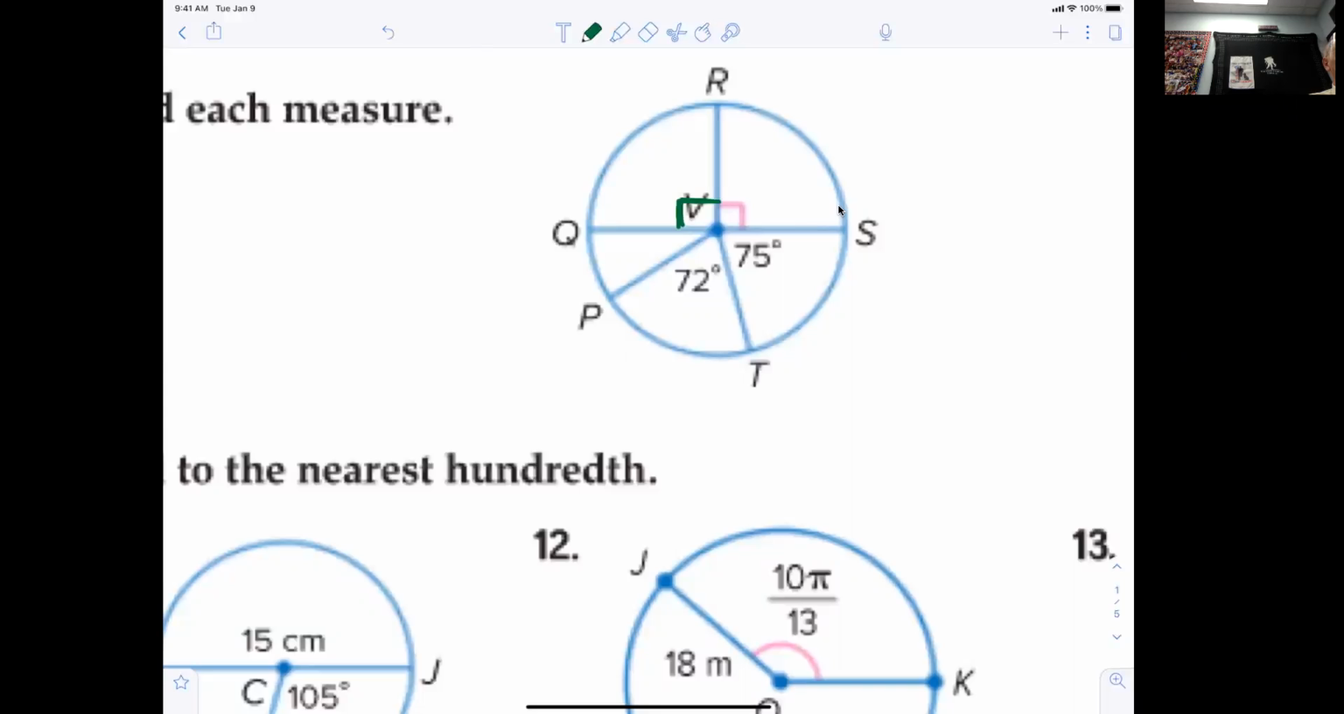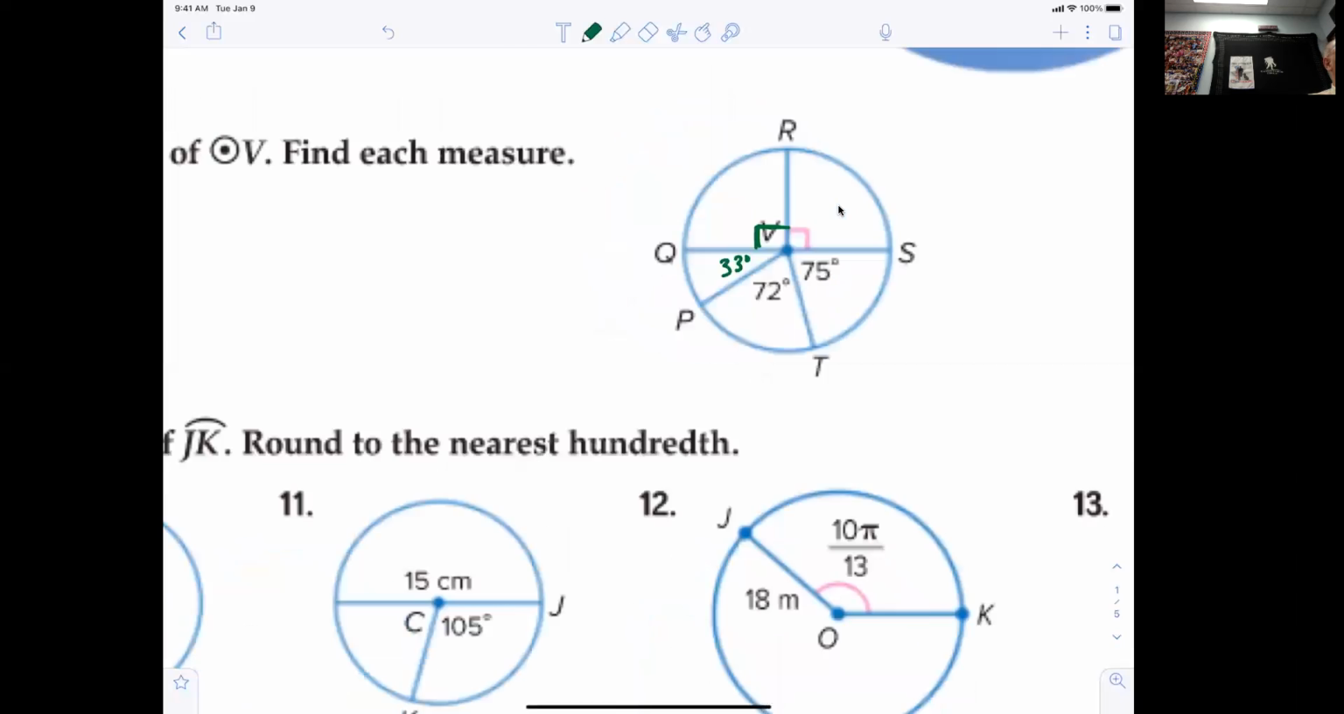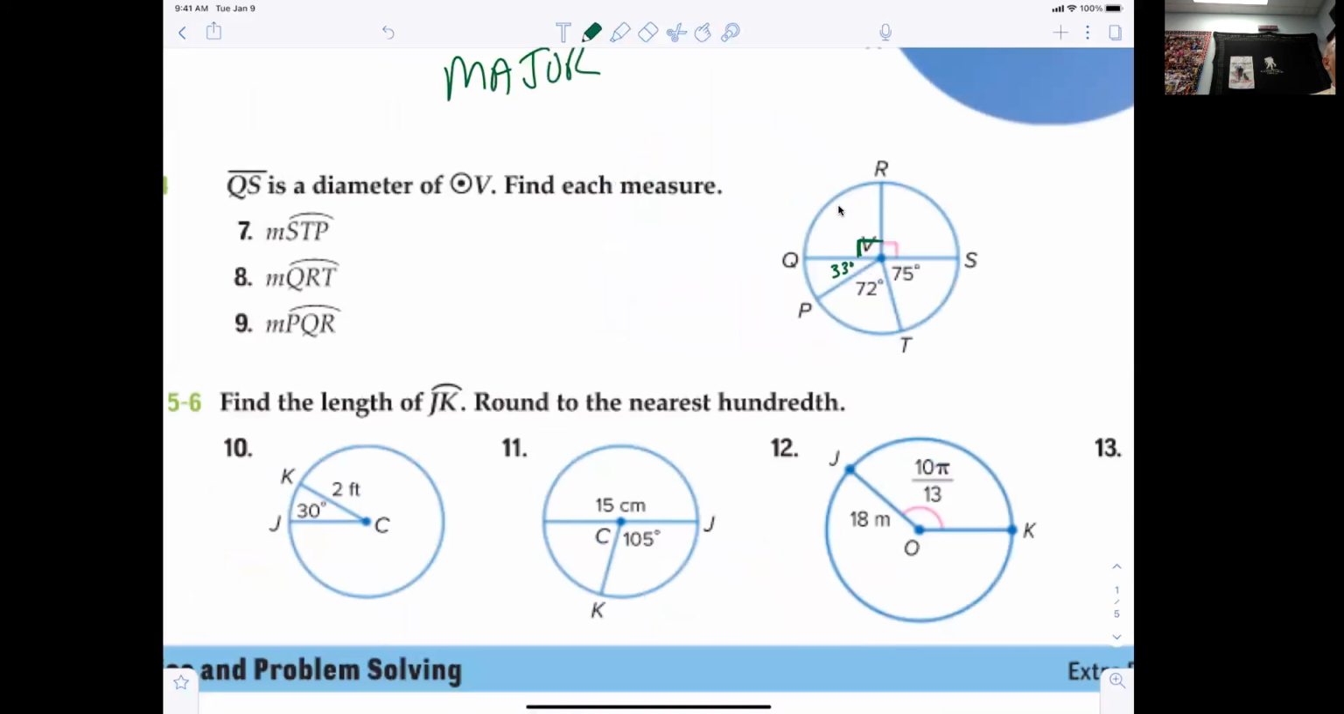Somebody help me. QVP. 33 degrees. Any issues with that? All right, now let's measure STP. What is STP? Yeah, 147. Anybody having issues seeing that? All right, measure of QRT.